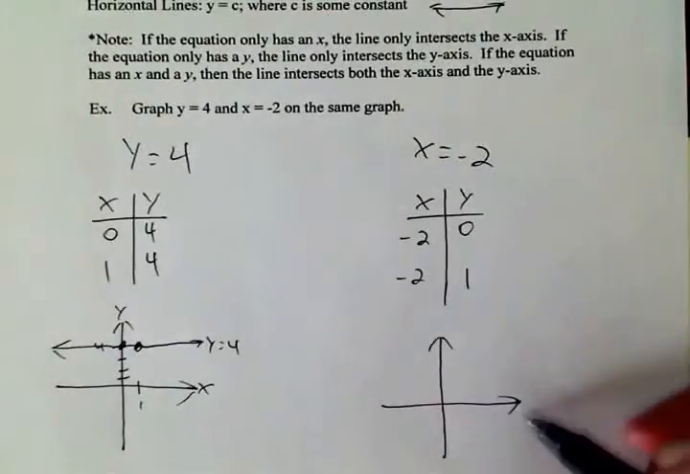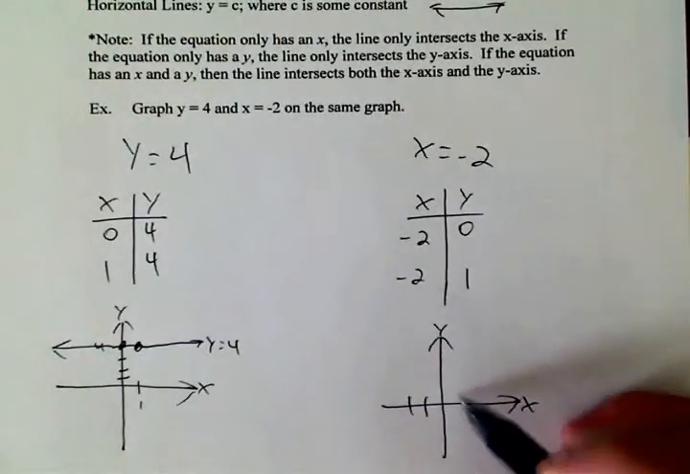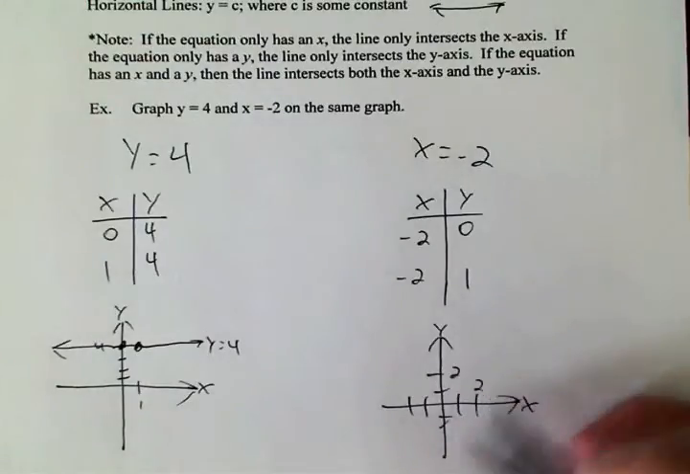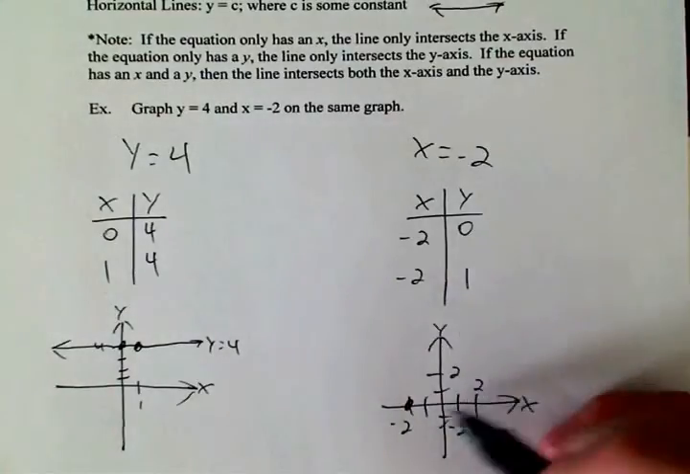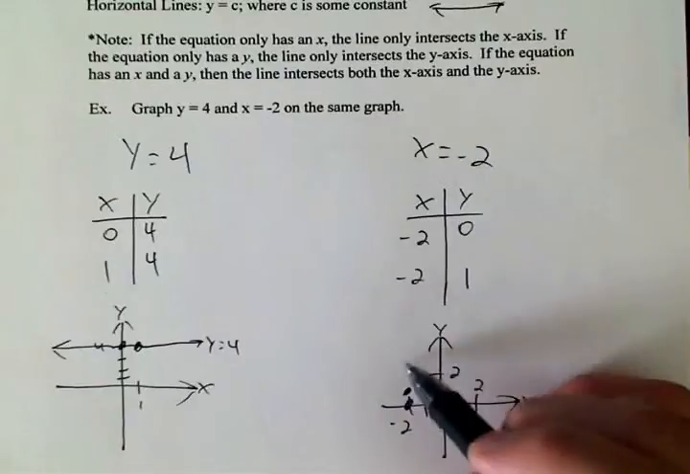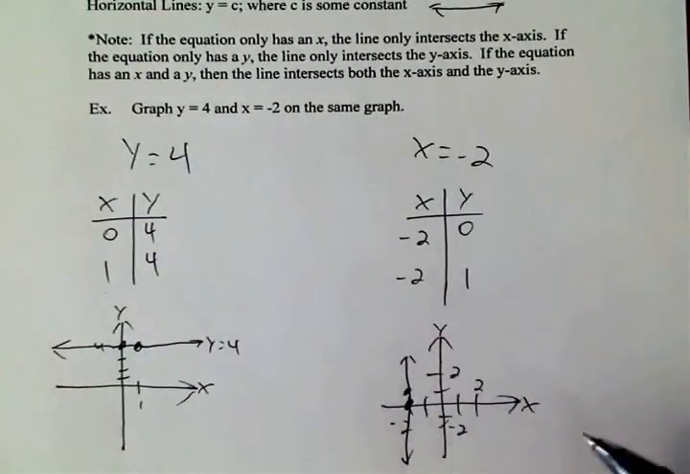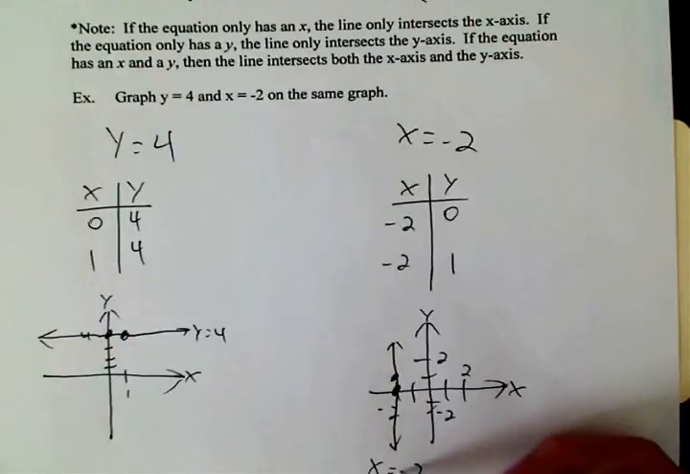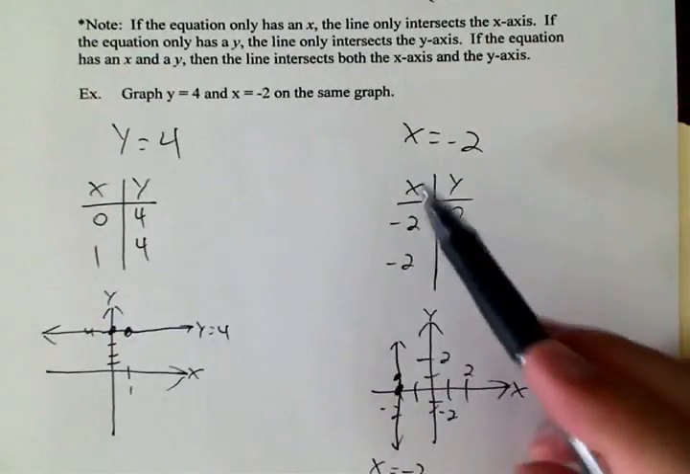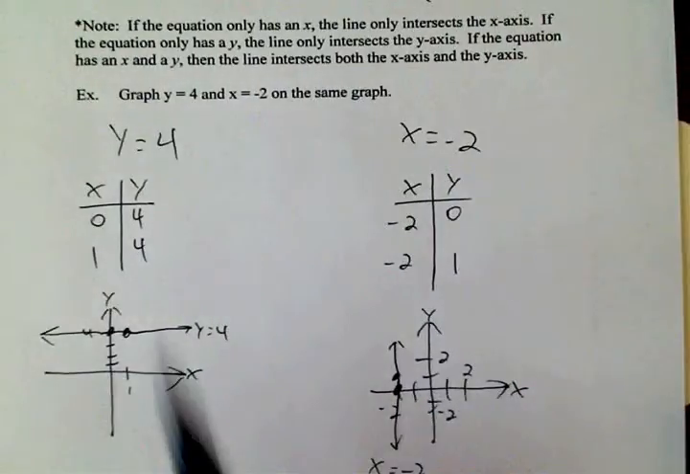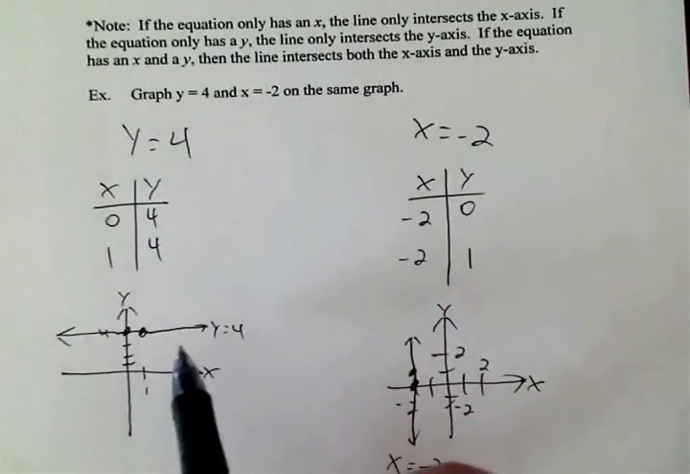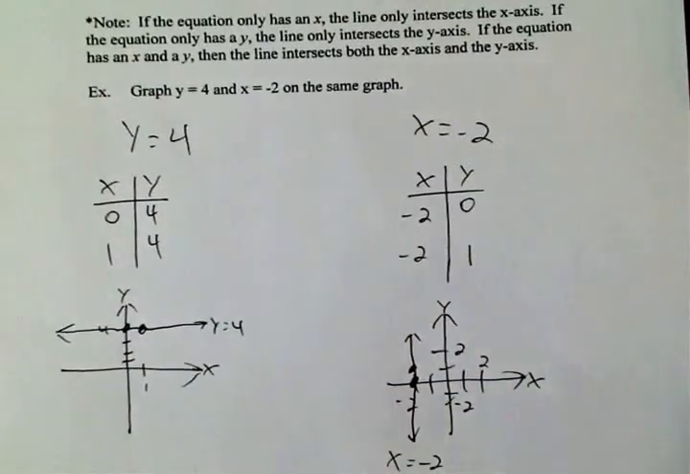Now, let's plot those points. Now, -2, 0 will be right there. Left 2, stop. -2, 1 is left 2, up 1. Extend the line. Vertical line. The reason why, another way to think of it, if the equation only has an x, that means it only goes through the x-axis. Vertical line. If it only has a y, it only goes through the y-axis. If it has an x and a y, it goes through the x and the y-axis. Understand?